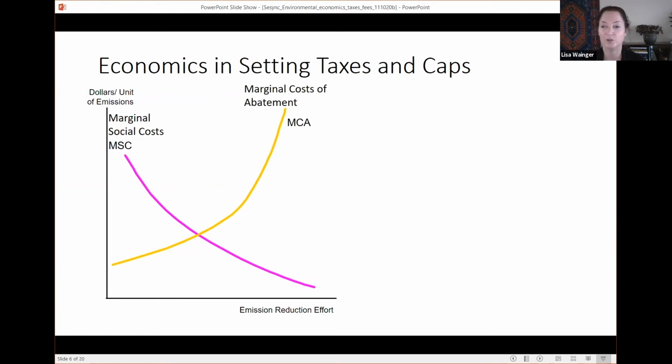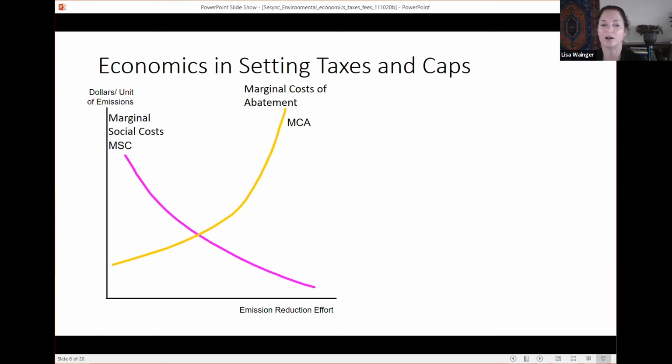So let's say we have a pollution problem. Let's say nutrients to the Chesapeake Bay. The yellow curve here is what we call a marginal cost of abatement curve. Let's just say I'm talking about one wastewater treatment plant right now. So what is the cost of reducing, marginal means I'm only talking about small units. What's the cost of reducing, let's say, a pound of nitrogen a day?